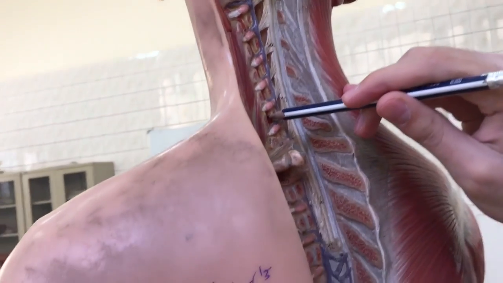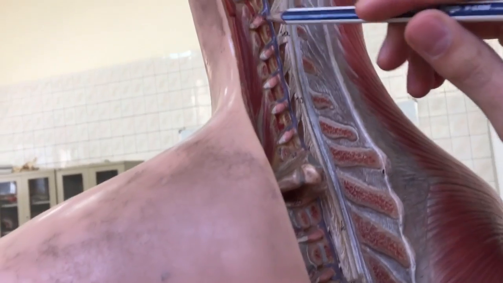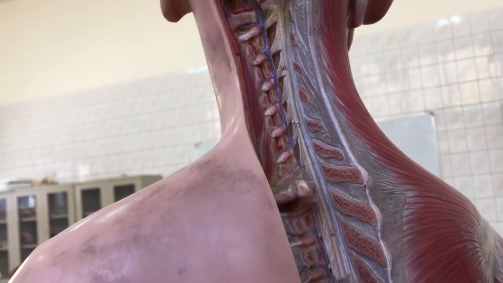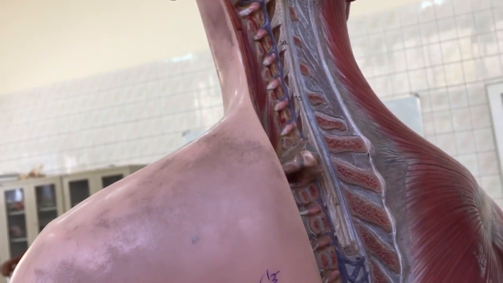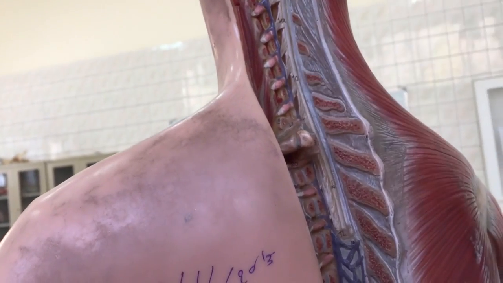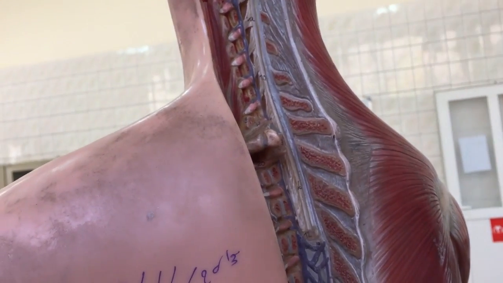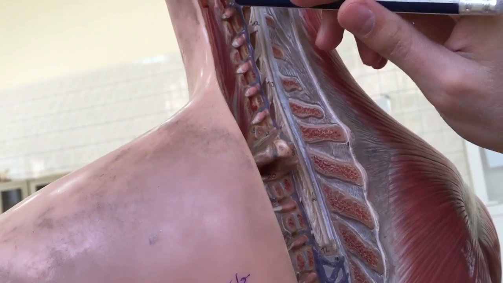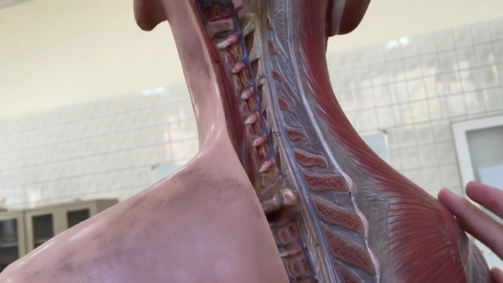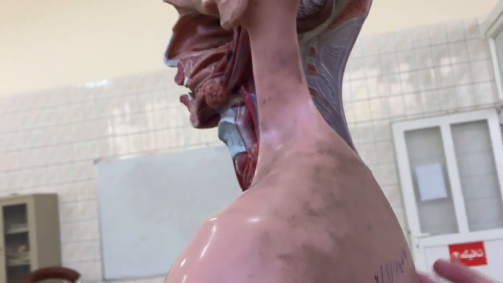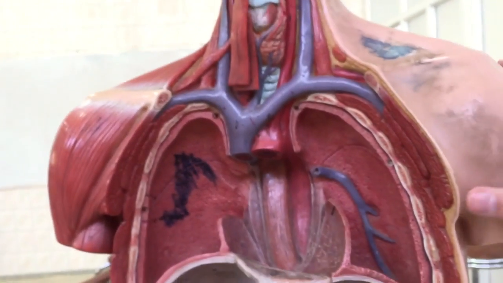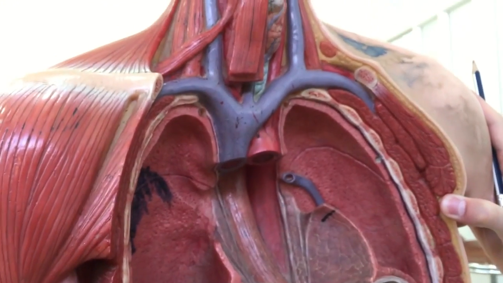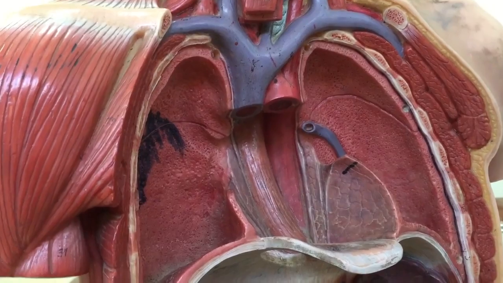This is the vertebral artery, passing through the first 6 transverse foramina. So it will not pass through the transverse foramina of the 7th cervical vertebra. And then again, from the first part of the subclavian artery, we've got the internal thoracic artery.